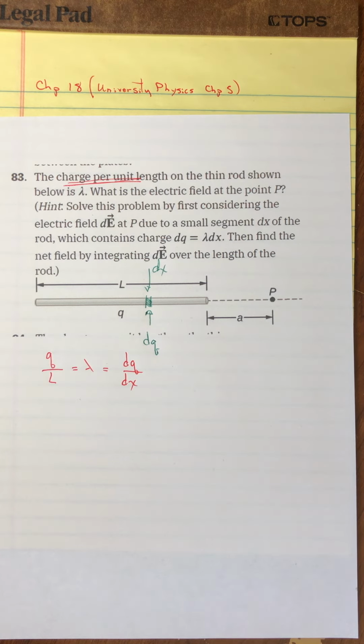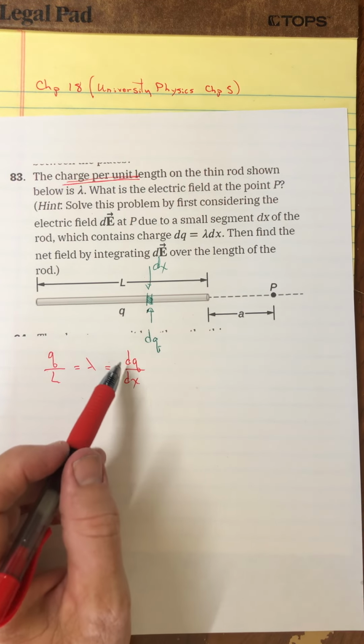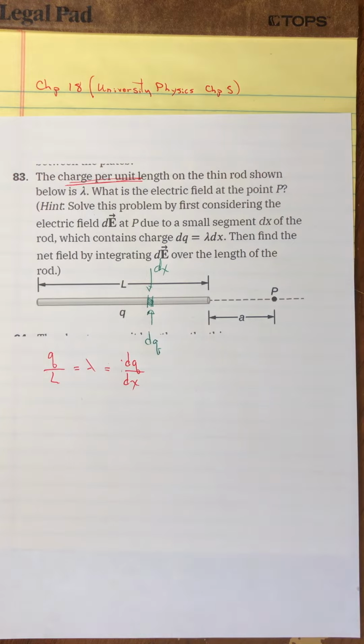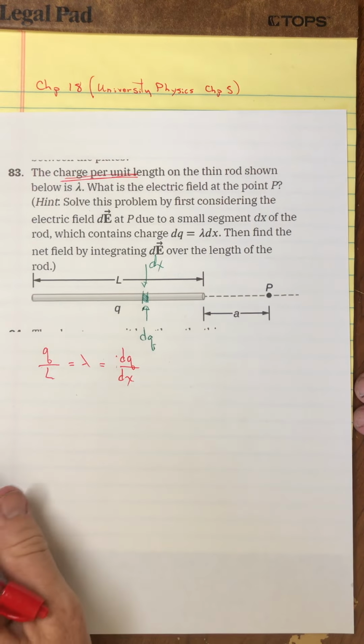So this was my comment about a candy bar, where you can take the whole candy bar and divide by the whole length, or you could take one little square of the candy bar and divide by its length. You're going to get the same ratio. It's the same, a uniform density here, and so that's what they say. The charge per unit length is given by this lambda.